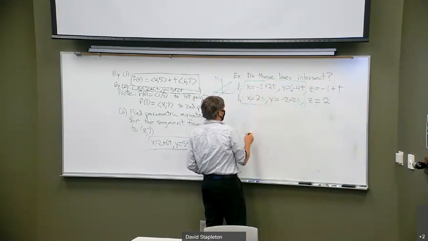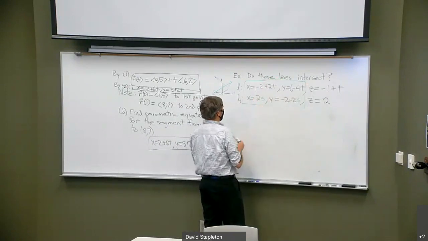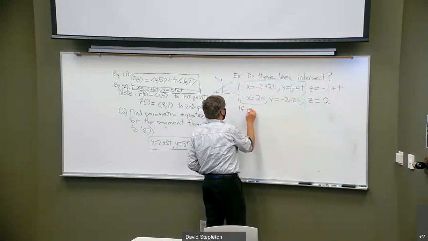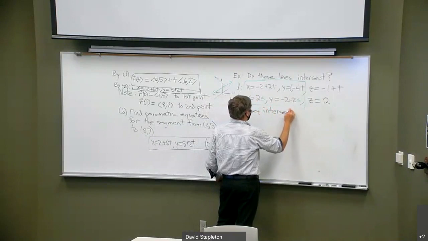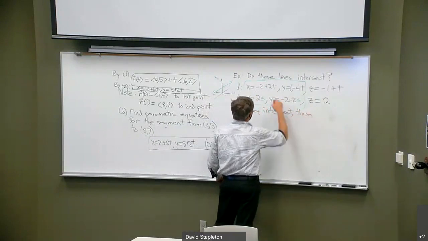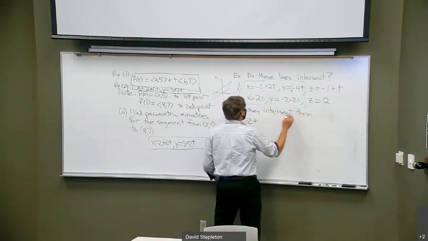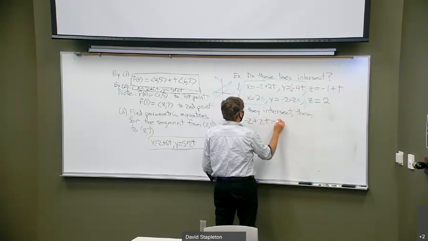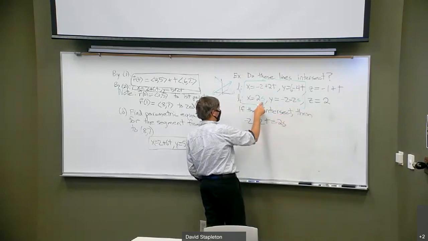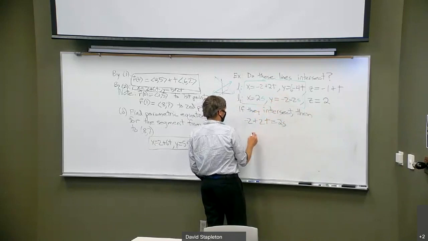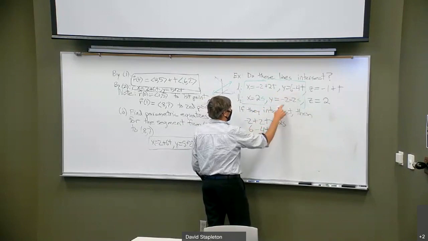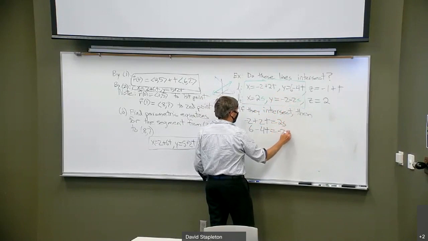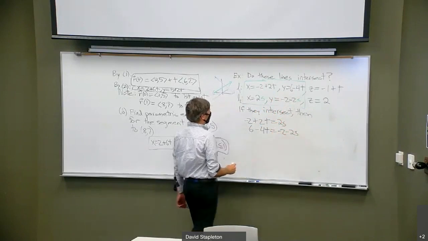The easy way to do that is to say, well, where they intersect, these will be equal. So we can equate the x components and say, if they intersect, then we have the x components equal: minus 2 plus 2t has to be equal to 2s, the parameter of the other equation. And 6 minus 4t has to be equal to minus 2 minus 2s. So you equate their x and y components.